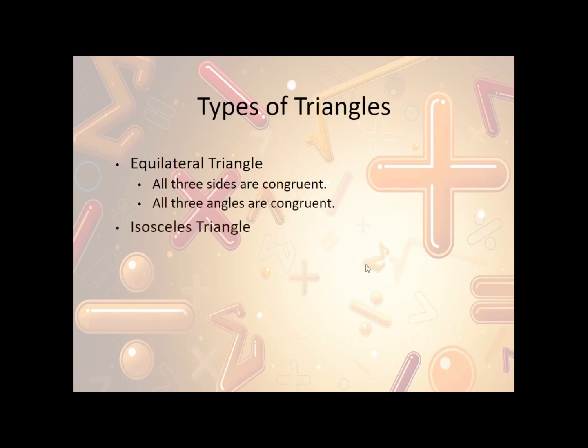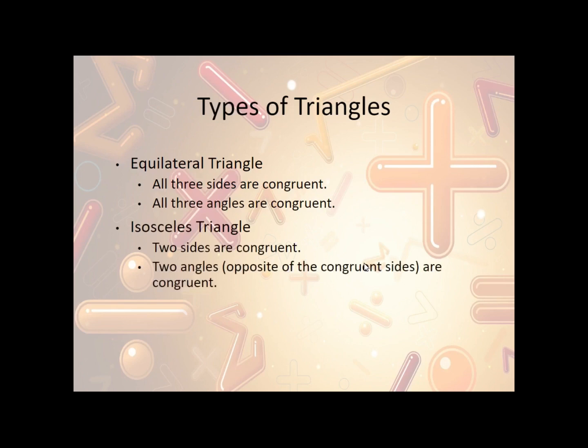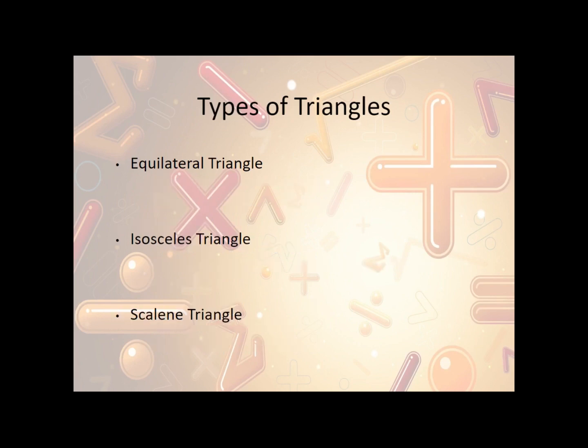Isosceles triangles have two sides congruent and two angles that are opposite of those sides congruent. And then lastly, we have a scalene triangle where no sides are congruent and no angles are congruent. So what do these look like?